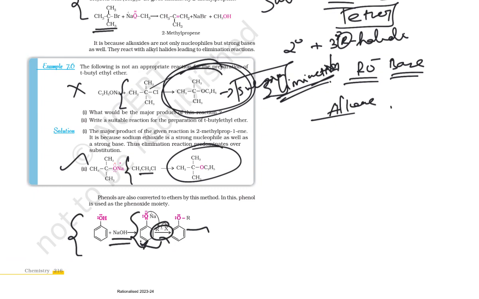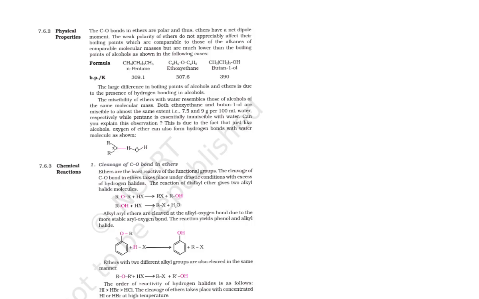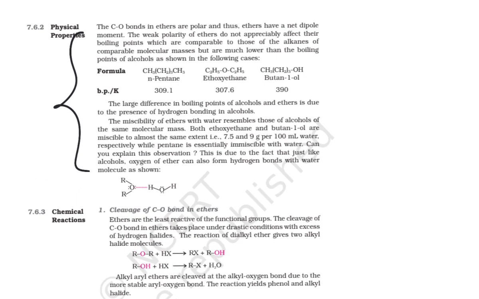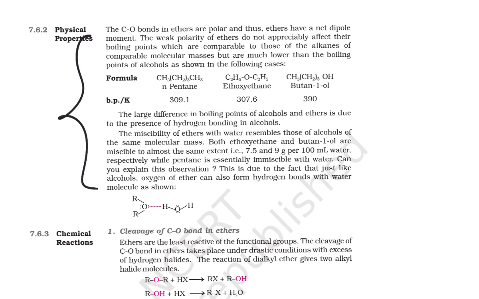Next we are comparing the boiling and melting points of ethers. The C-O bonds in ether are polar, thus ethers have a net dipole moment. The weak polarity of ether does not appreciably affect their boiling point.